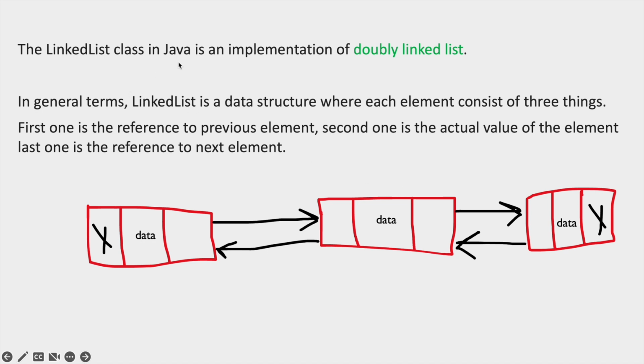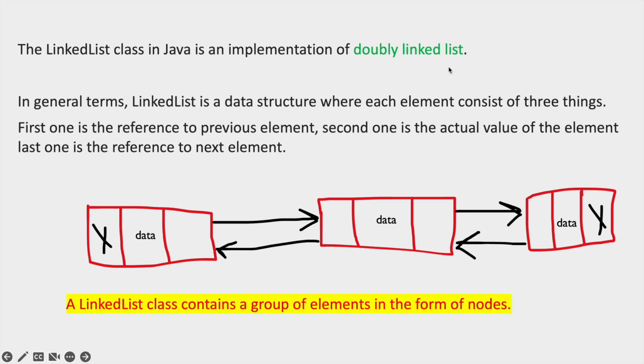So the LinkedList class in Java is an implementation of a doubly linked list. A LinkedList class contains a group of elements in the form of nodes. This LinkedList allows duplicate elements. This LinkedList preserves insertion order, so the elements will be stored the same way they are added.